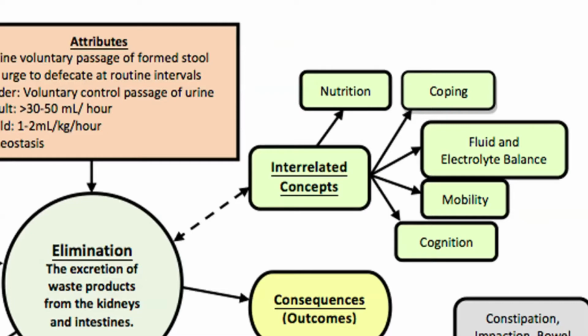Mobility, we know that mobility impacts elimination because if a patient is immobile, then their peristalsis is decreased, and therefore their evacuation of feces is decreased. We know that cognition, if a patient doesn't understand the correct things to eat or even how to take care of themselves if they're having an elimination problem, or if they're not, does affect elimination as well.